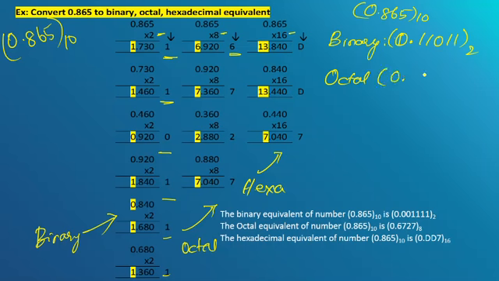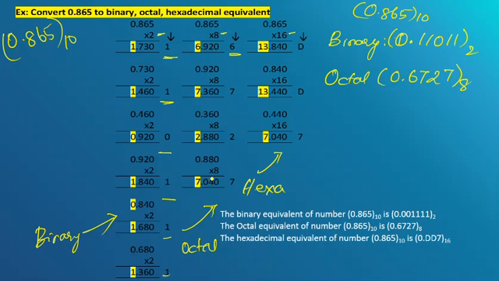So 0. First value is 6, and 0.920 is multiplied by 8, we get 7.360. So I will consider only 7. 0.360 is multiplied again by 8, you get 2.880. Now 0.880 is again multiplied by 8, it is going to be 7.040. So you will have 7, and this is of base 8.